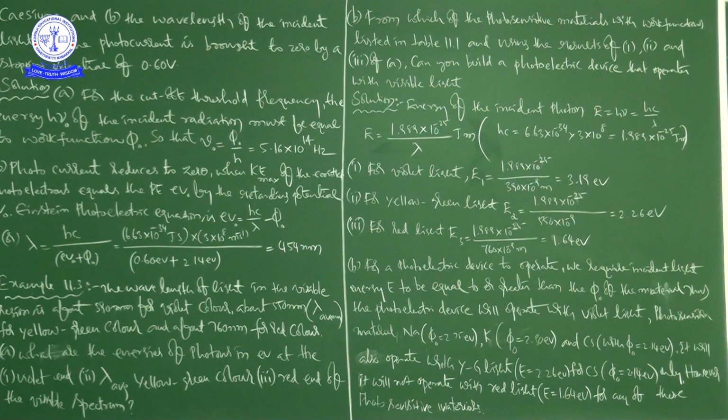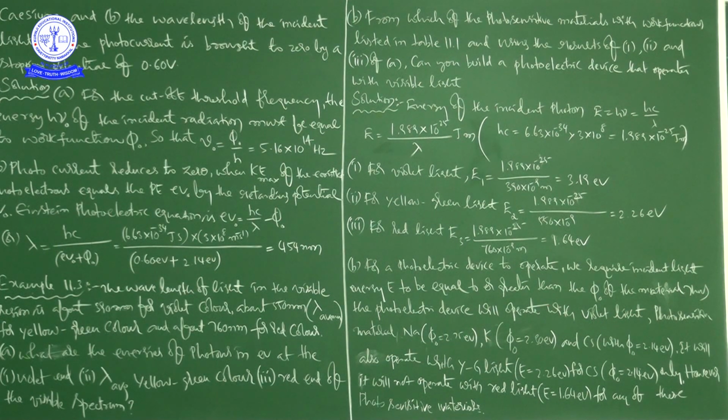Okay, right. See here. Thus, the photoelectric device will operate with violet light. They have given the energy in the bracket, right? So for violet light, the energy is 3.19 electron volt, right? So the photoelectric device will operate with violet light, with photosensitive material sodium, potassium and cesium, right? In the bracket they have given phi naught, that is 2.75 electron volt, 2.30 electron volt and 2.14 electron volt. When compared with these values, the energy will be greater here.